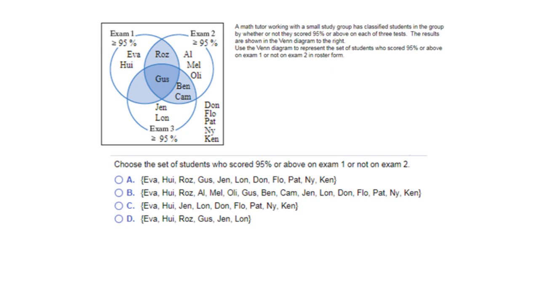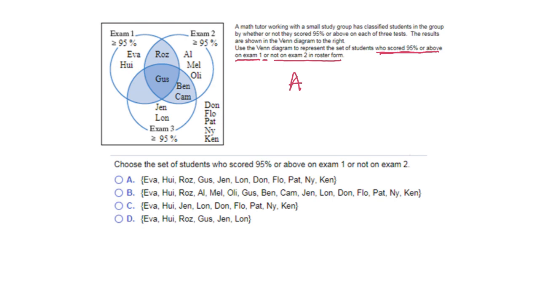A math tutor working with a small study group has classified students in the group by whether or not they scored 95% or above on each of the 3 tests. The results are shown in the Venn diagram to the left. Use the Venn diagram to represent the set of students who scored 95% or above on exam 1 or not on exam 2. You want to be careful when you take a look at this. The students who scored 95% or above on exam 1, we'll call that set A, if you will.